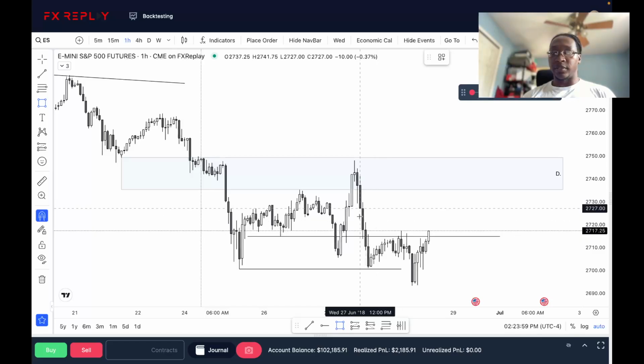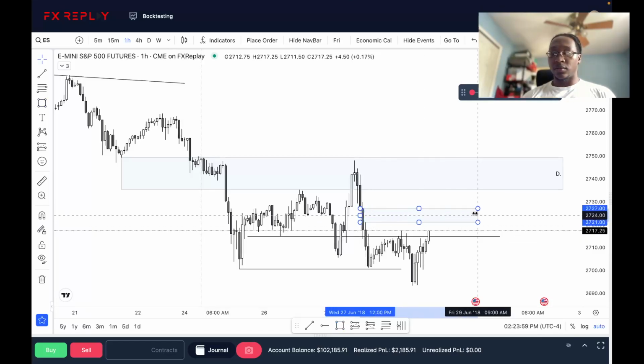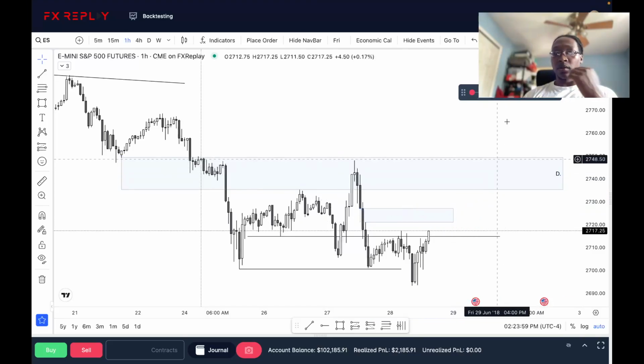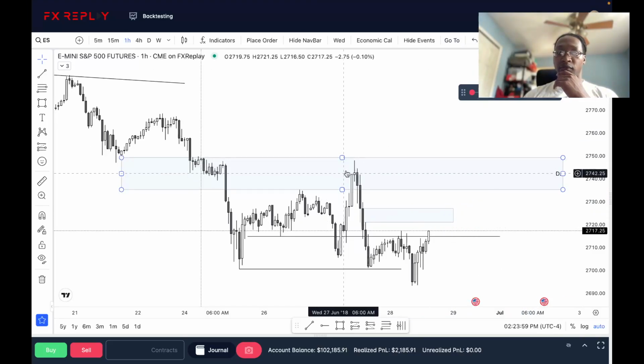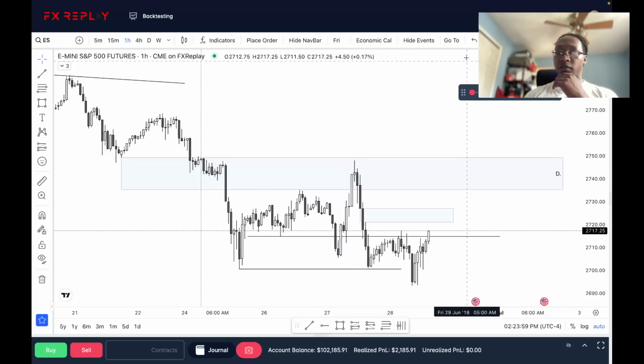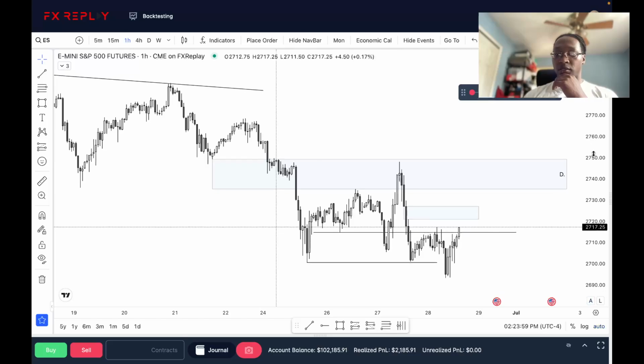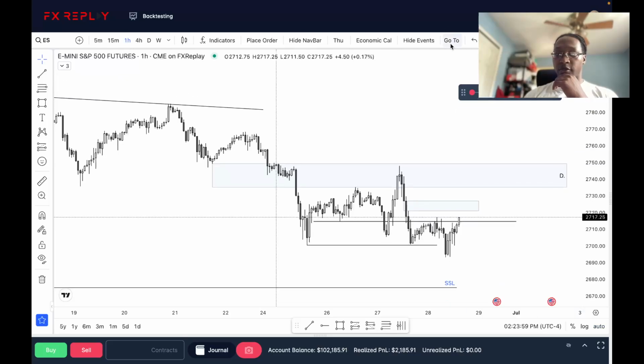So we can trade up into this fair value gap here and either find resistance or whatever at that level. There is relative equal highs up here as well, so let's see how we react. Again, I still think sell side liquidity is on the menu.